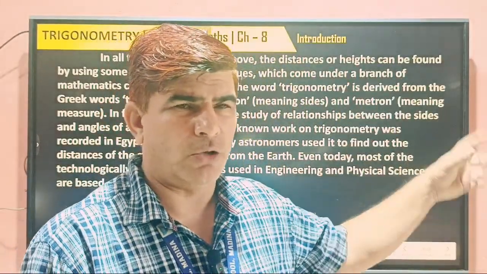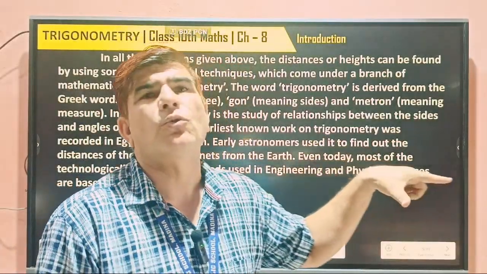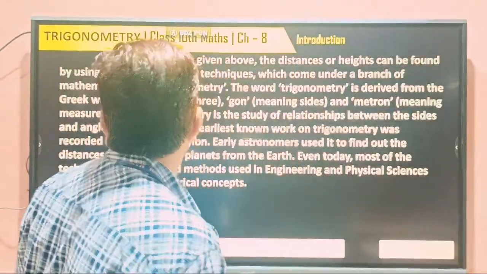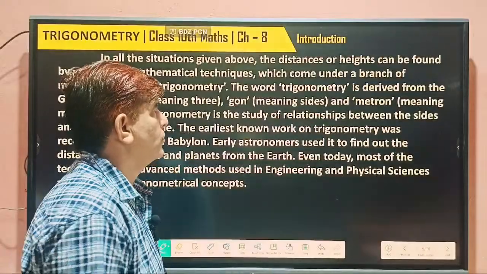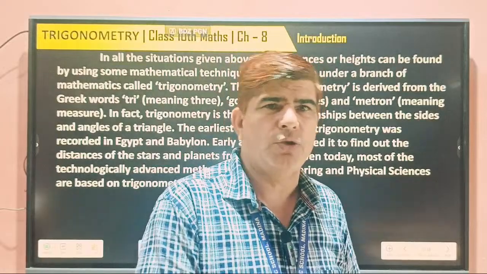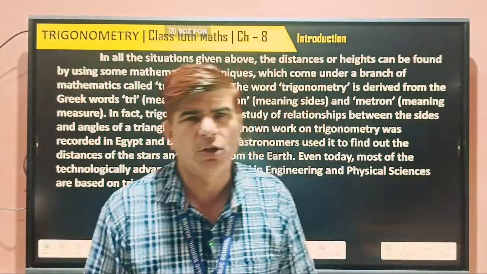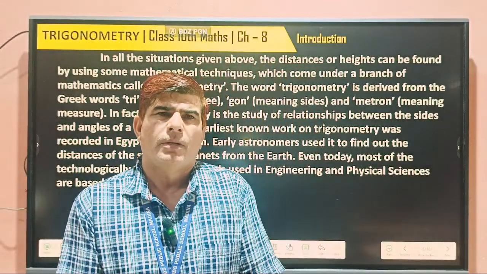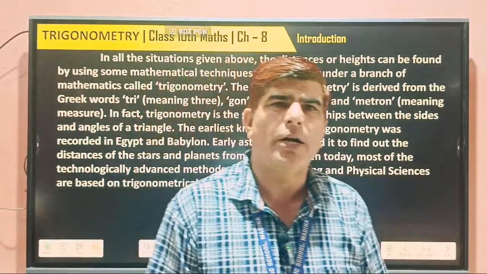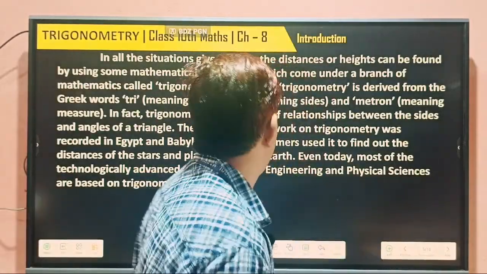Understood? Like the height of the Qutb Minar, we have to find out, or the distance, meaning the width of the river we have to find out, and the height of the balloon in the third case we have to find out. Using some mathematical techniques which come under a branch of trigonometry, we can find this out. I already told you the meaning of trigonometry: tri means 3, gon means sides, and metra means measurements. So measurement of 3 sides is the meaning of trigonometry.